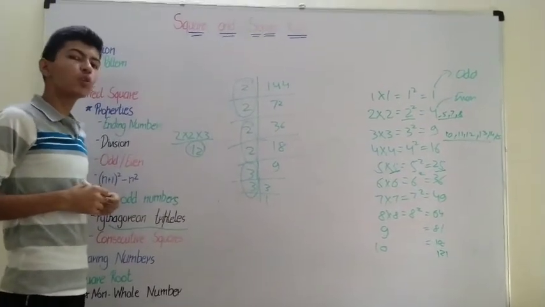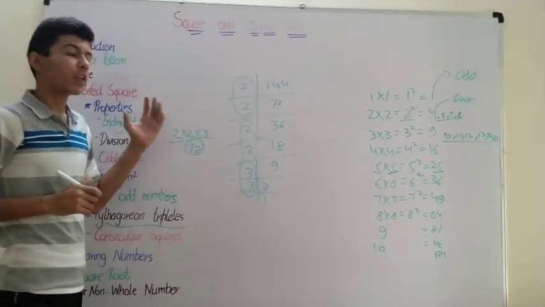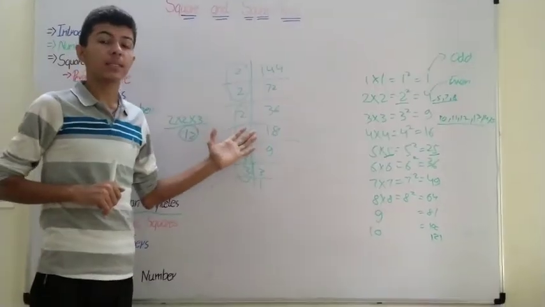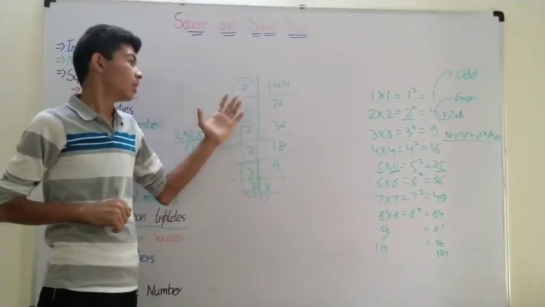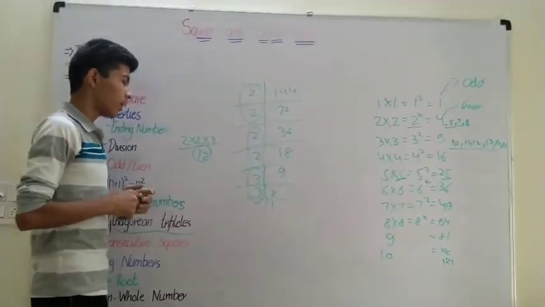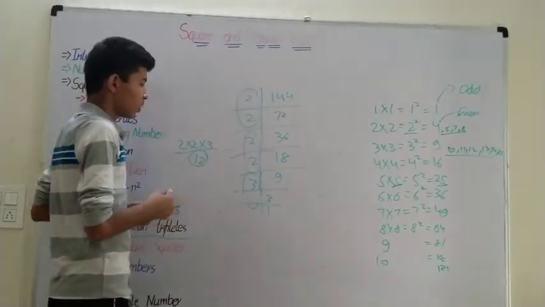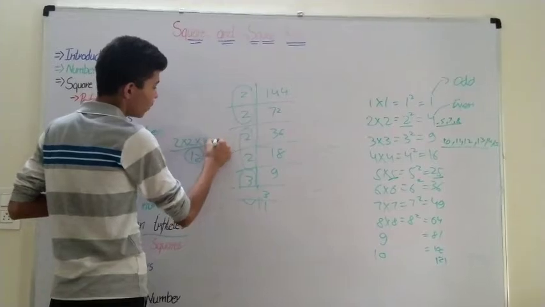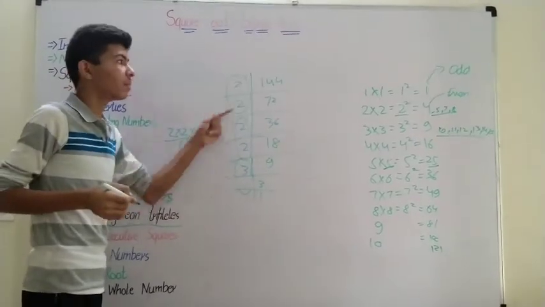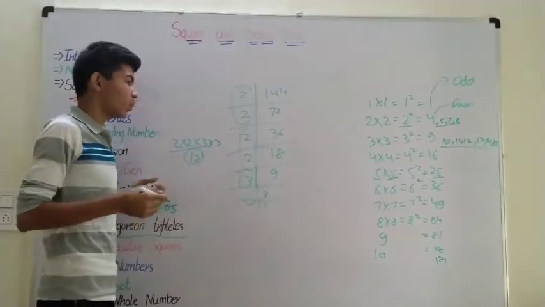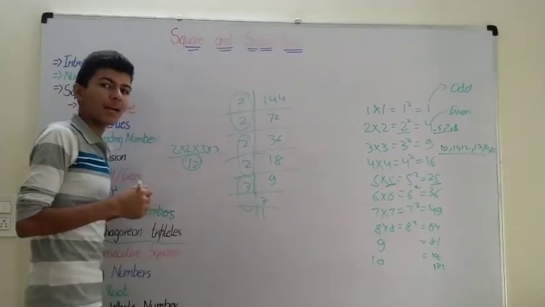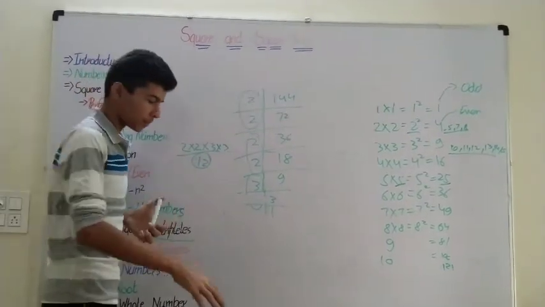This method also helps you to find questions like what smallest number should be multiplied to get a perfect square. So if only one 3 were present here, one more 3 should be multiplied to make it a perfect square. That would be nothing but multiplying by 3 to get that number.